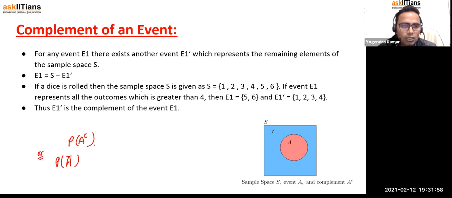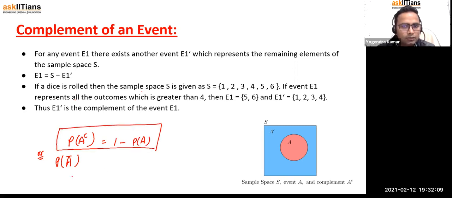So both of these represent the complement. And you have to remember that P of A complement or P of A bar is nothing but 1 minus P of A. Now how do we get this? Let's prove that. You can see this S here, this bigger rectangular box, represents the full sample space for us, right?